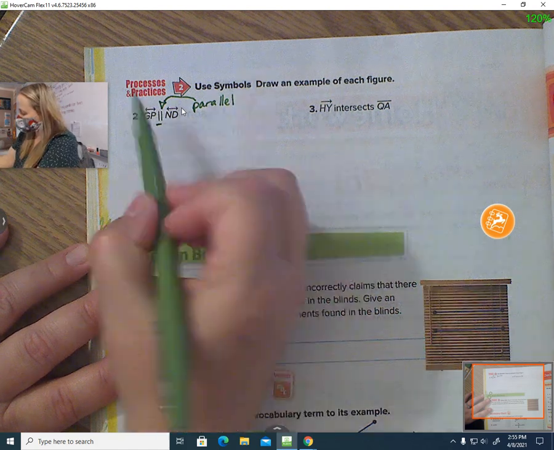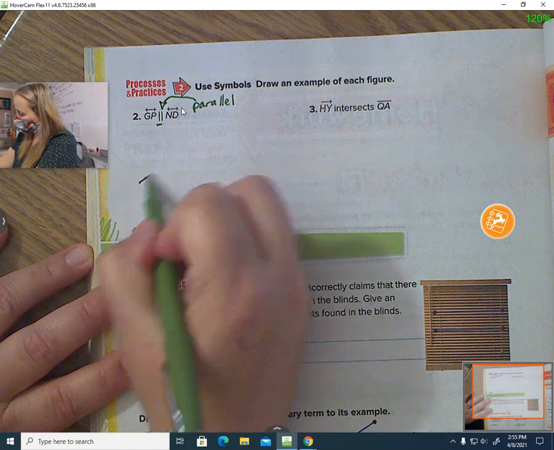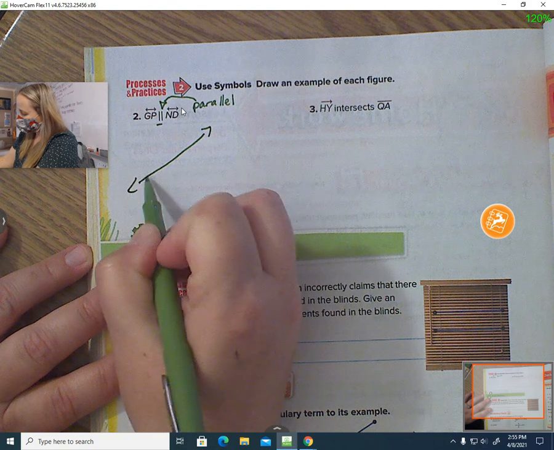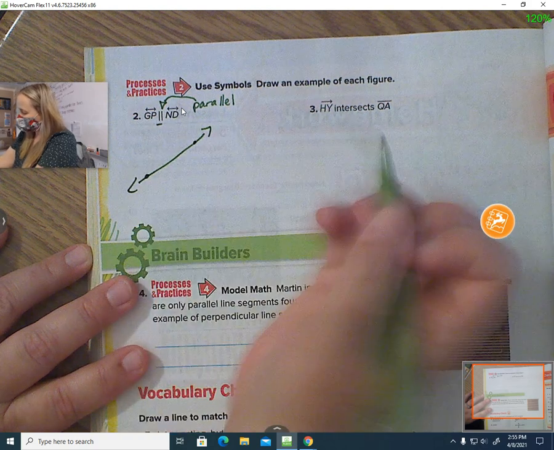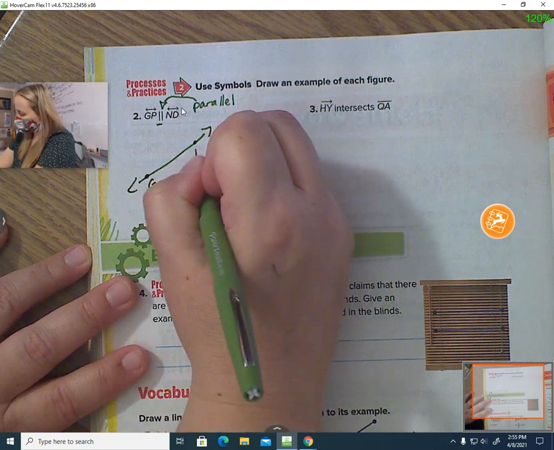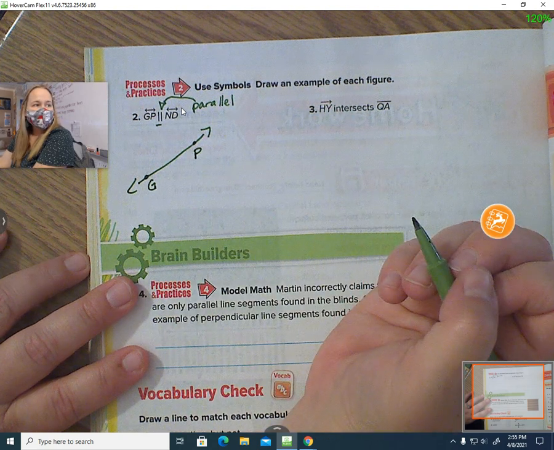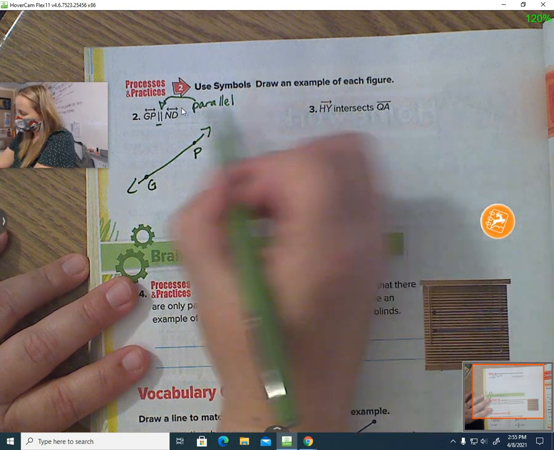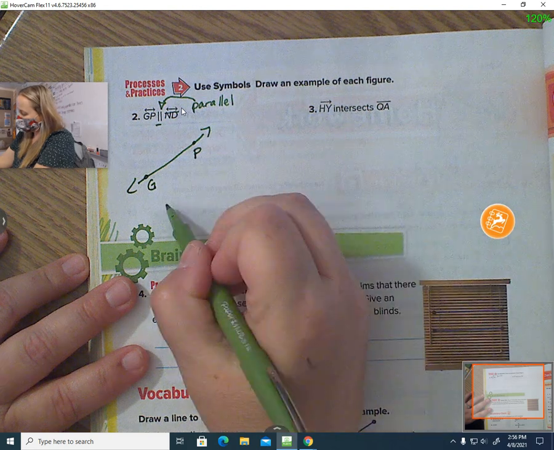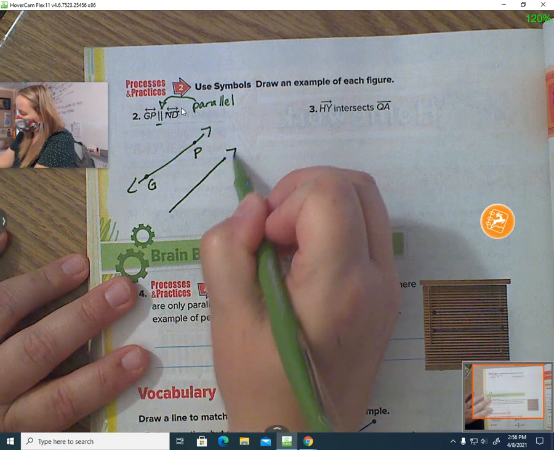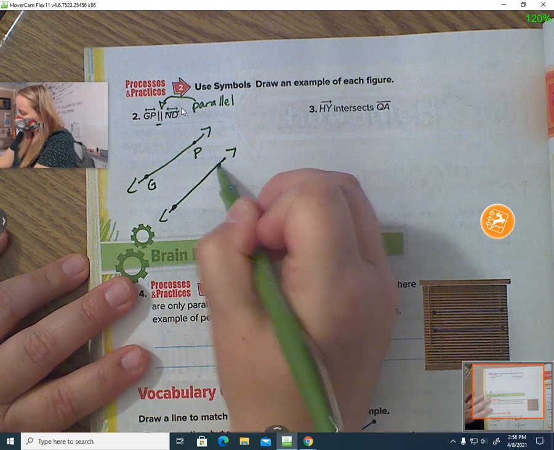See how this is the symbol for line? So I need to draw a line, arrows on both ends. My endpoints, my points on this line are G and P. And then I need to have something parallel, line parallel. So also a line parallel, as close as I can get, that reads ND.